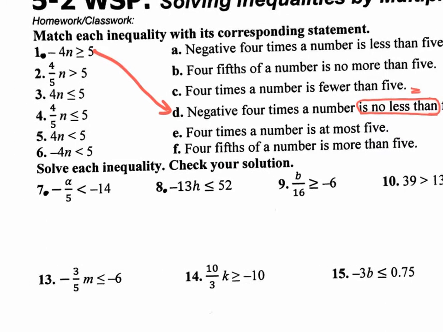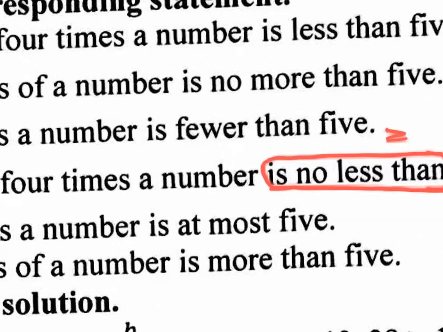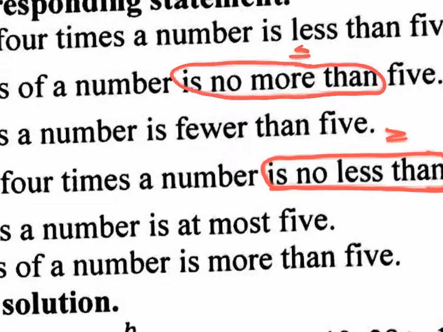Should we do another one? Pick one. 1, 2, 3, 4, 5, or 6. Anybody? 4. Okay, so right here on number 4 it says 4/5 of a number is less than or equal to 5. Okay, so where's 4/5 at? It's B, or F. So let's look at B. It says 4/5 of a number is no more than 5. There's that tricky thing again. No more than 5. That actually means less than or equal to, right?